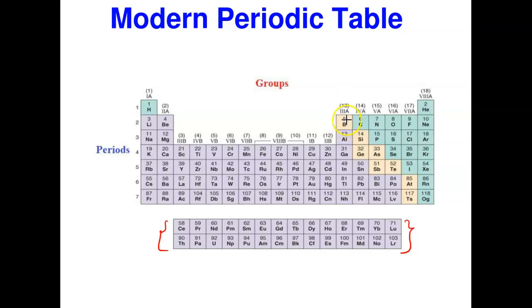Again, group 13 here is group 3A, then group 4A, group 5A, 6A, 7A, 8A, which constitute the last group. So these are group 8A, or group 18. Of course, what we call these are the noble gases. We're going to understand why they have this kind of beautiful name in the first place.